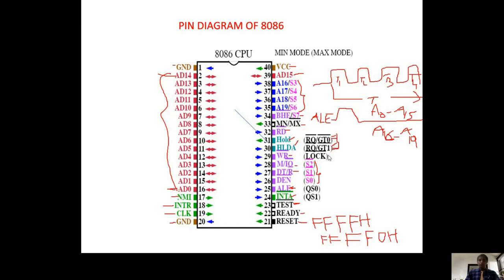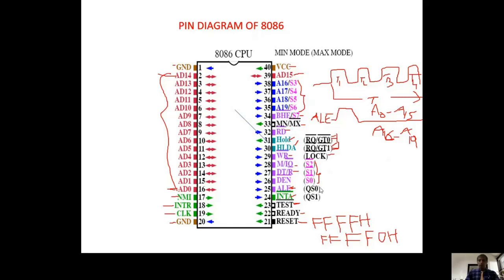Right. Then what is LOCK bar? LOCK bar indicates whether the processor system bus is enabled or disabled. If LOCK bar is activated, what happens? The system bus is locked by the processor, locked by the 8086. If it is active, it indicates that no other master can receive the system bus. These three I have already explained.